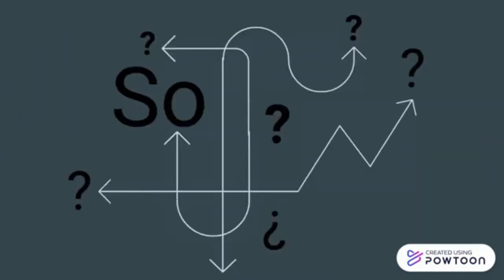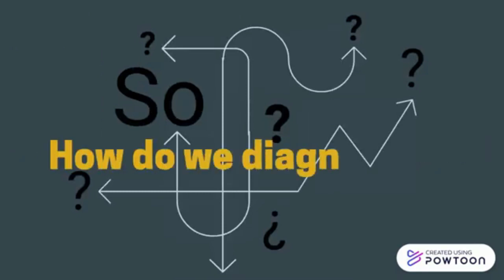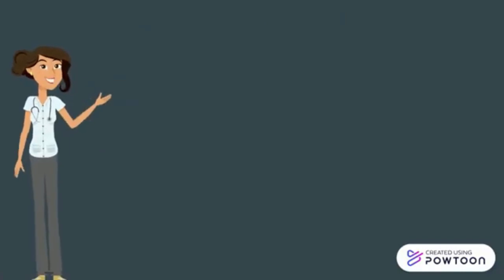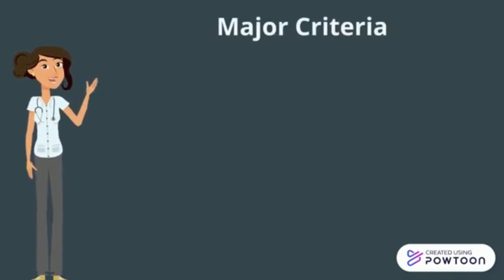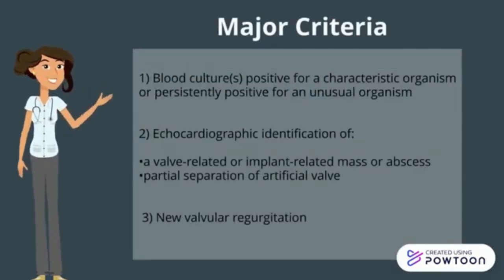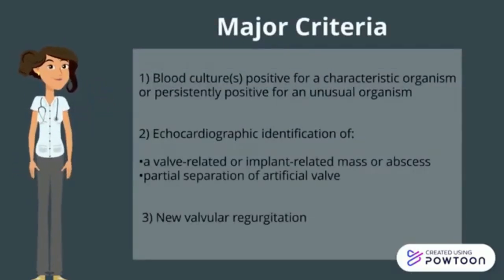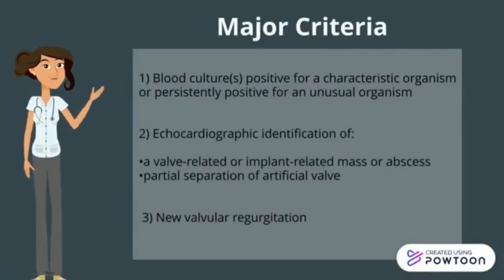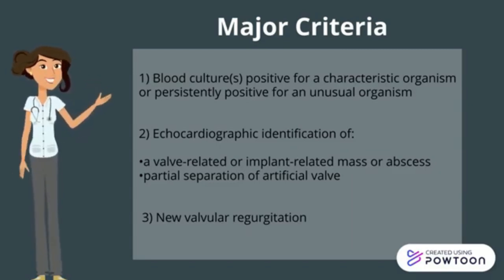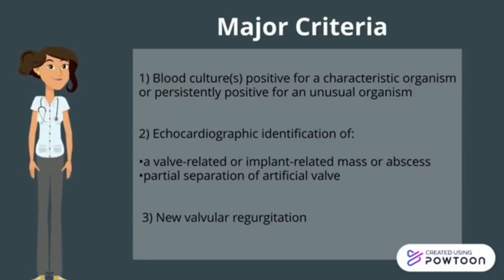So, how do we diagnose infective endocarditis? The Duke criteria for infective endocarditis combine major and minor criteria. For the major criteria, the first one is blood culture positive for a characteristic organism or persistently positive for an unusual organism. The second one is echocardiographic identification of a valve-related or implanted mass and partial separation of an artificial valve. And the third one is new valvular regurgitation.